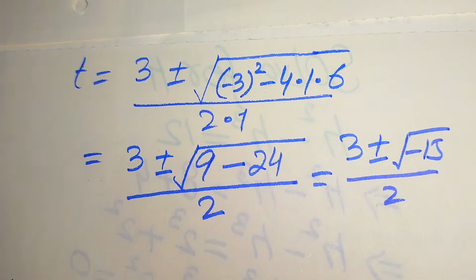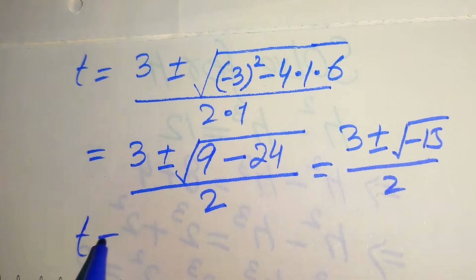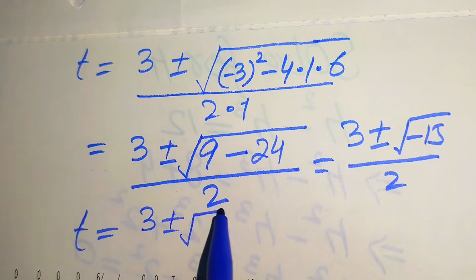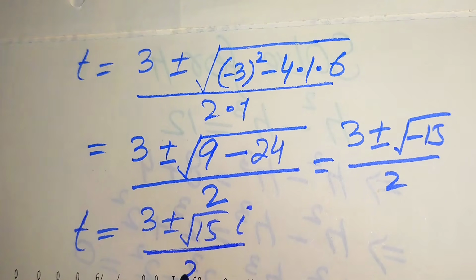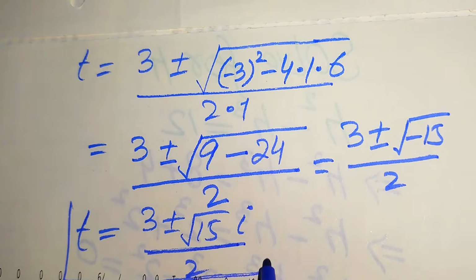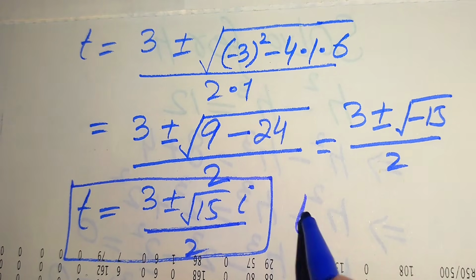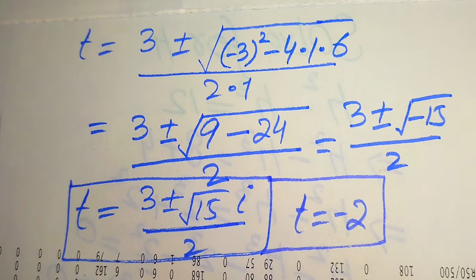So here you see that the negative sign appears inside the square root sign, and so this will be written in the form of iota. So we have 3 plus minus square root of 15 into iota, and it is divided by 2. So these are the other two complex roots of the given equation, and finally we have t is equals to minus 2 be the only one real root of the given equation.